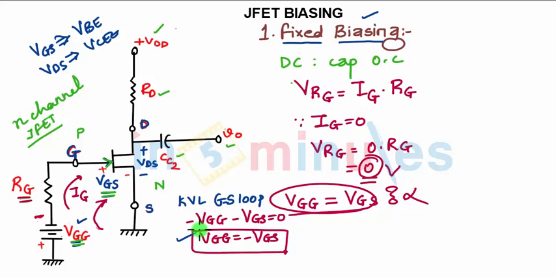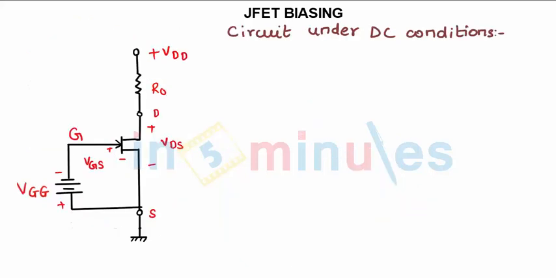Now we go for the analysis. What we can say, the circuit under DC operating condition is like this, as it is shown. Now what I can do, I can write the equation ID equals IDSS times (1 minus VGS by VP) squared. Now there are two methods to solve the problem.